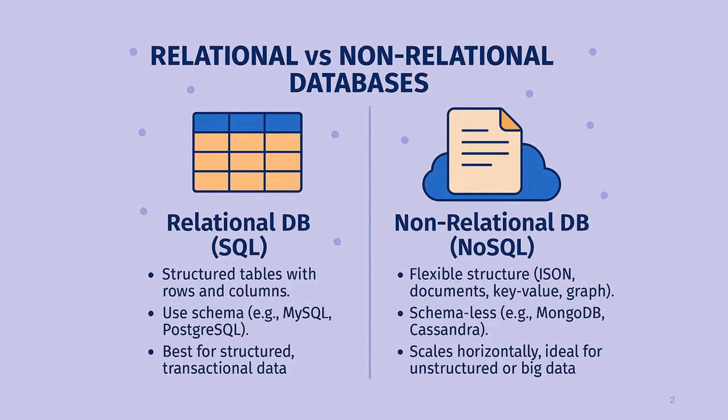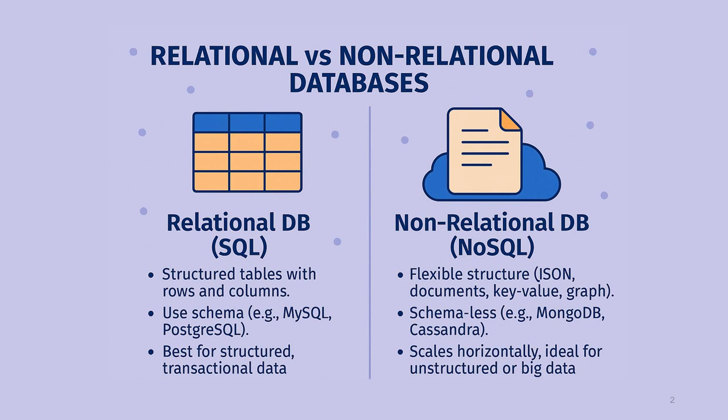First, let's remember together what's the difference between the relational and non-relational databases. The relational databases like MySQL store data in tables with rows and columns. They are great for structured data. The non-relational databases, also called NoSQL databases like Mongo database, store flexible data such as documents or key value pairs, like dictionaries. They are good for big or unstructured data.